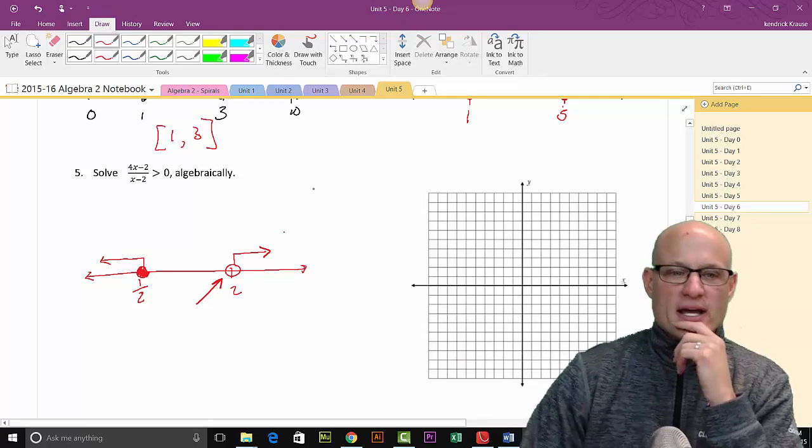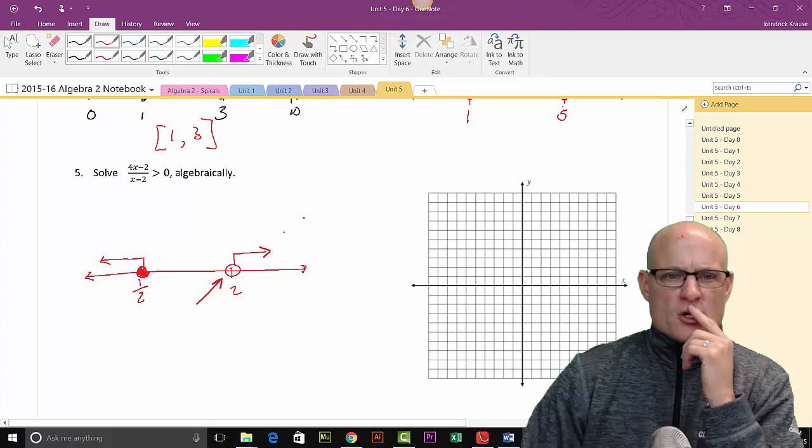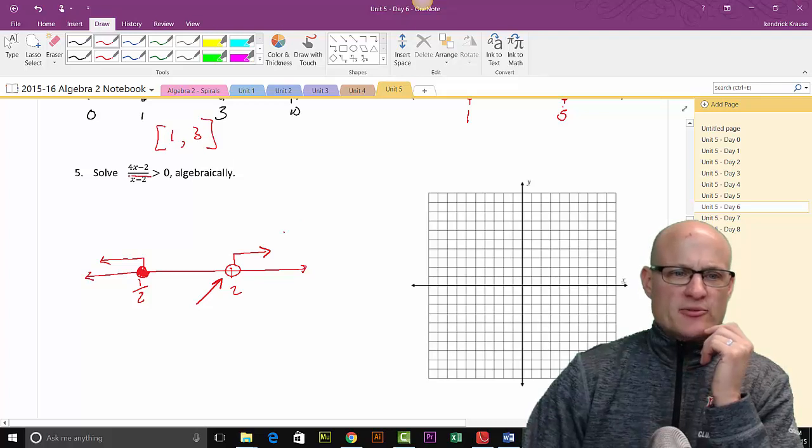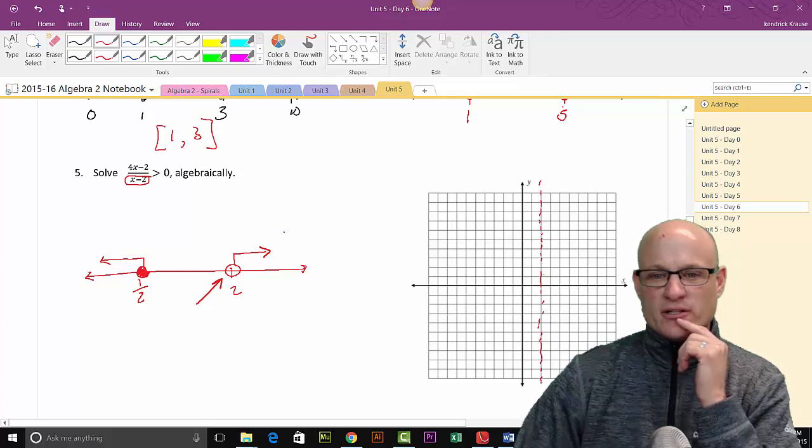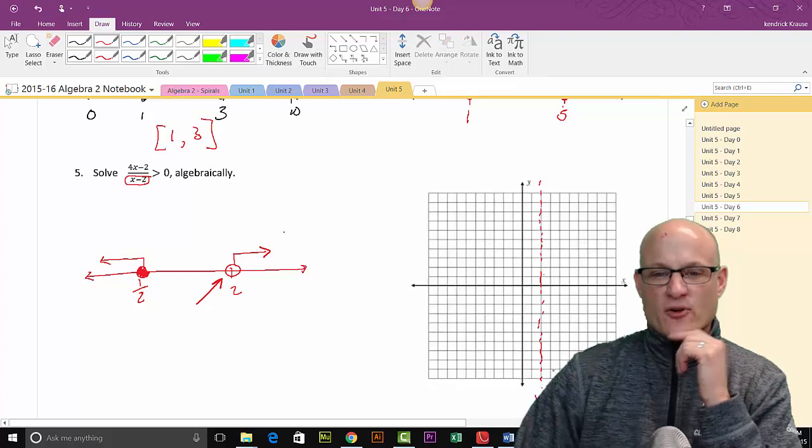Okay, we're back. I'm sorry, I had a little brain fart for a second. So real quick, our vertical asymptotes, if you remember, are what makes the denominator equal to 0. So x equals positive 2. I thought I had an easier way to draw these lines in. Apparently, I don't. So there's our vertical asymptote.